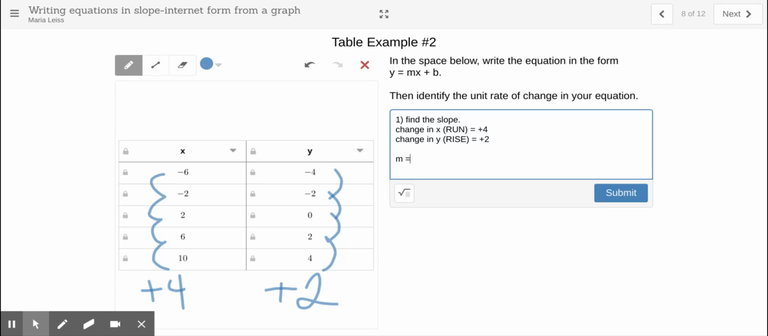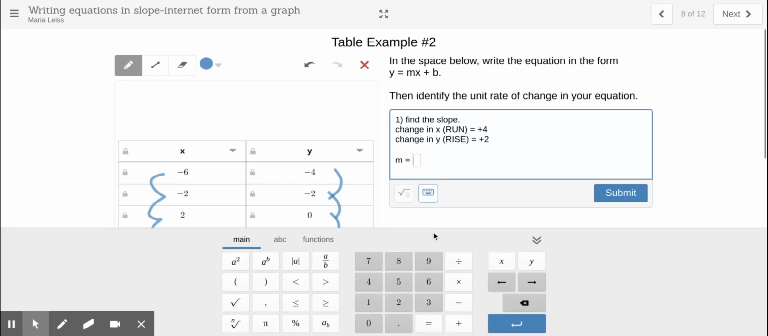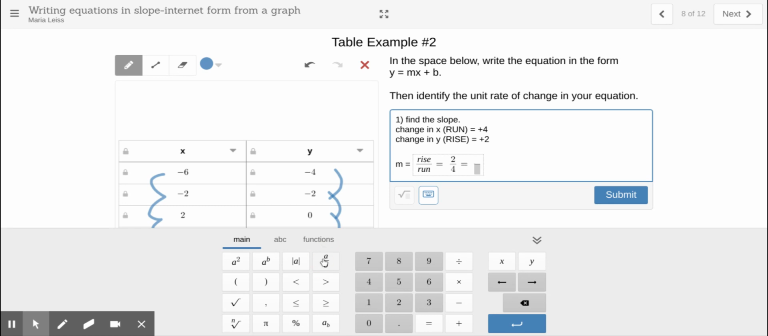So remember, slope equals rise over run. Our rise number we said was 2. Our run number we said was 4. And I hope you know, because as your math teacher, I would absolutely expect you to do this, 2/4 can be reduced to 1/2.